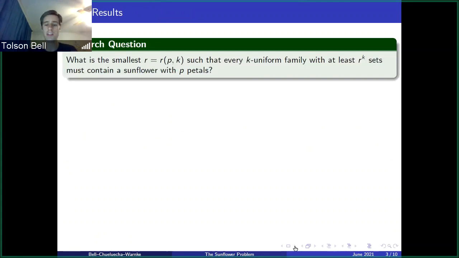As a function of P, the number of petals we want, and K, the number of elements in each set, what's the R such that R to the K sets of size K guarantees a sunflower with P petals?